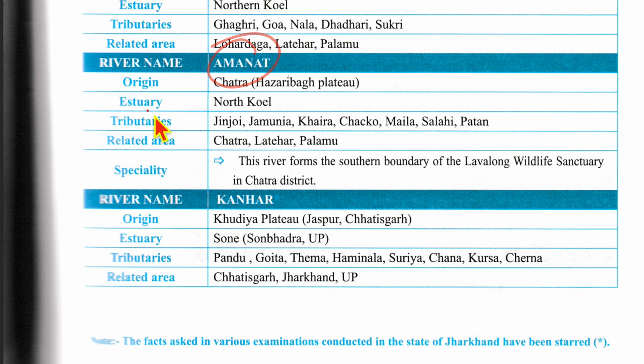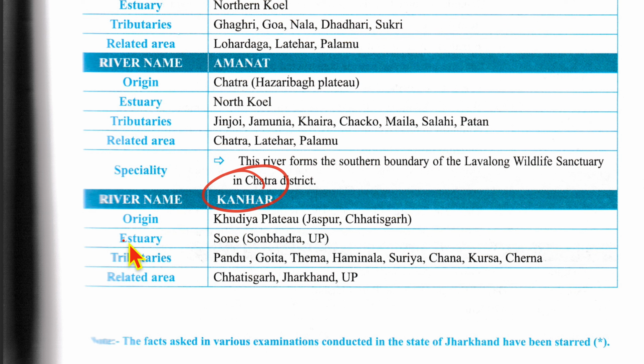Now Amanat, origin is in Chatra, Hazaribagh Plateau. It forms a tributary of North Koel River. Its tributaries are Jinjoi, Jamunia, Kharia, Chako, Malia, Sahani, Patan. Related areas are Chatra, Latehar, Palamu. Speciality is that this river forms the southern boundary of Lawalong Wildlife Sanctuary in Chatra district.